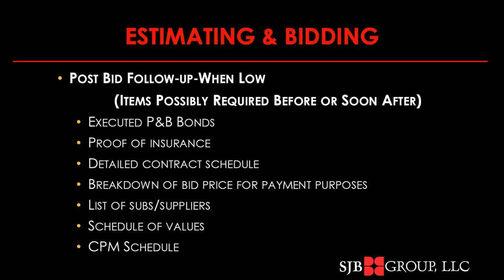There's two versions used by DOTD, one of which is a construction progress schedule in the vernacular. It's a bar chart versus the critical path schedule at the bottom. You'll need to do a breakdown of your bid price for payment purposes, meaning you're going to start stringing your prices out in time to start getting an idea of cash flow. You're going to develop a standard list of subs and suppliers to be able to talk to the other firms as you're doing the buyouts for your project.